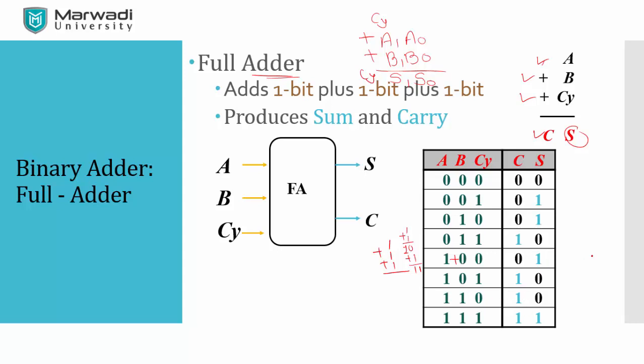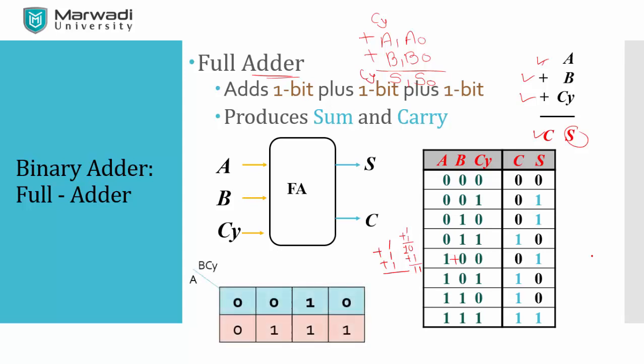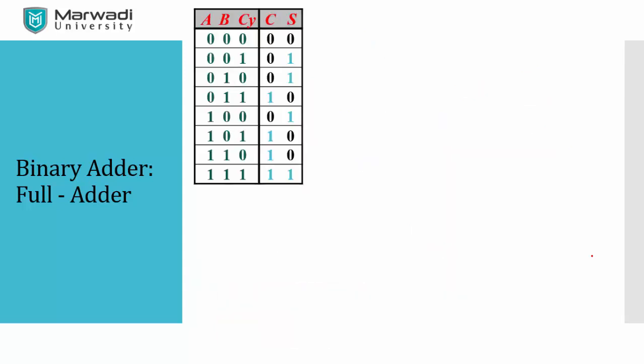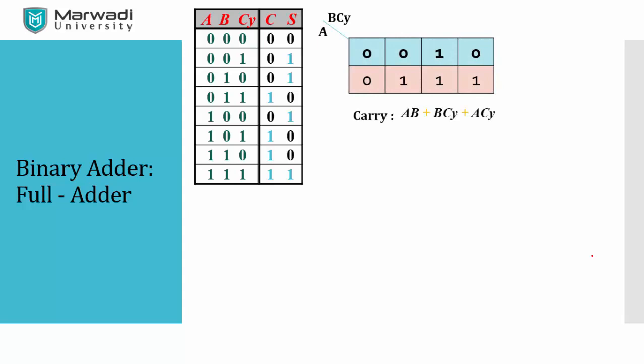Because of this, you can make the truth table, then finally come to the K-map. Based on this, if you look over here, one combination is possible, another combination, and this combination. It gives me AB plus B CY plus A CY.